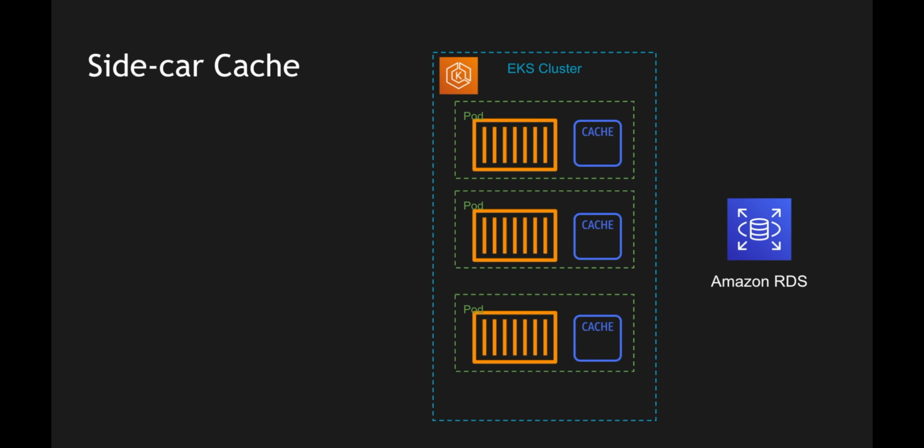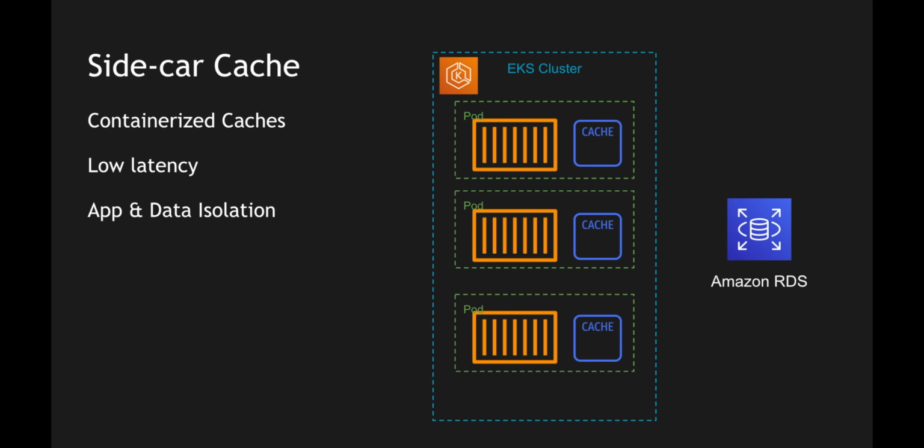So if a pod crashes, that whole cache is also evicted or destroyed, and a new pod is going to be created. You will have to populate the cache again. So this is common when we want low latency between your cache and your application, and it behaves like a client server kind of technology.